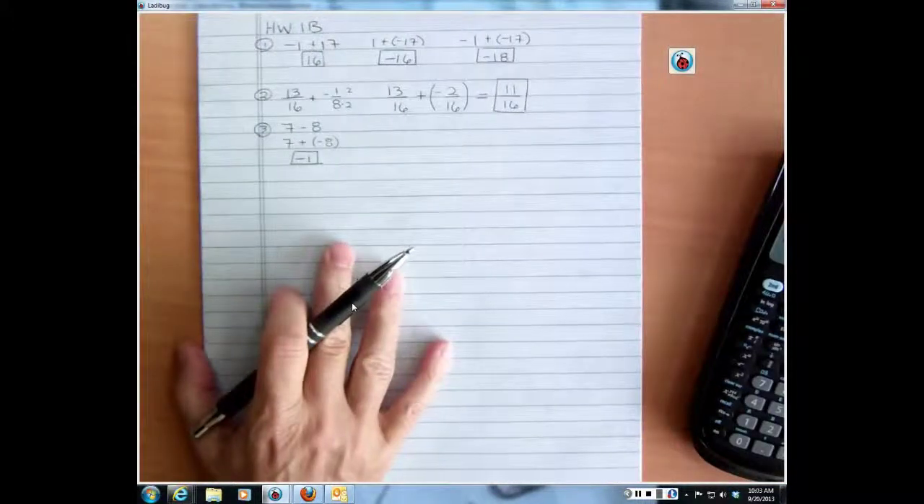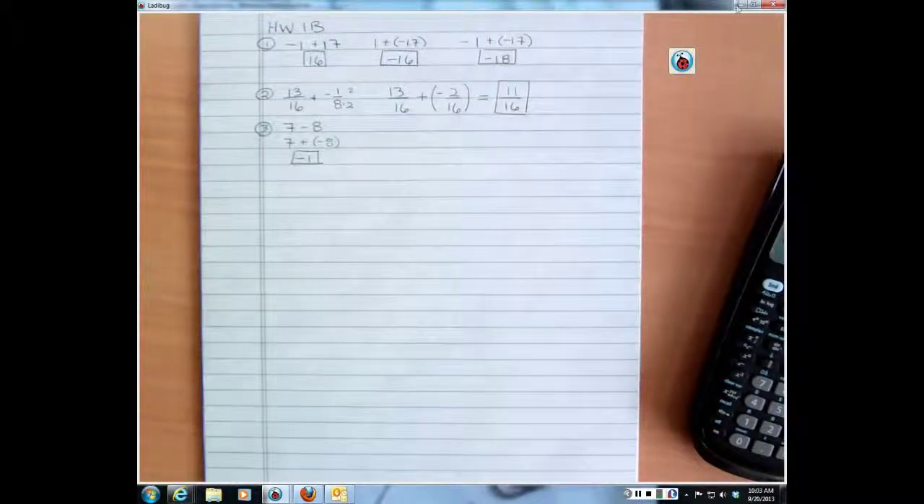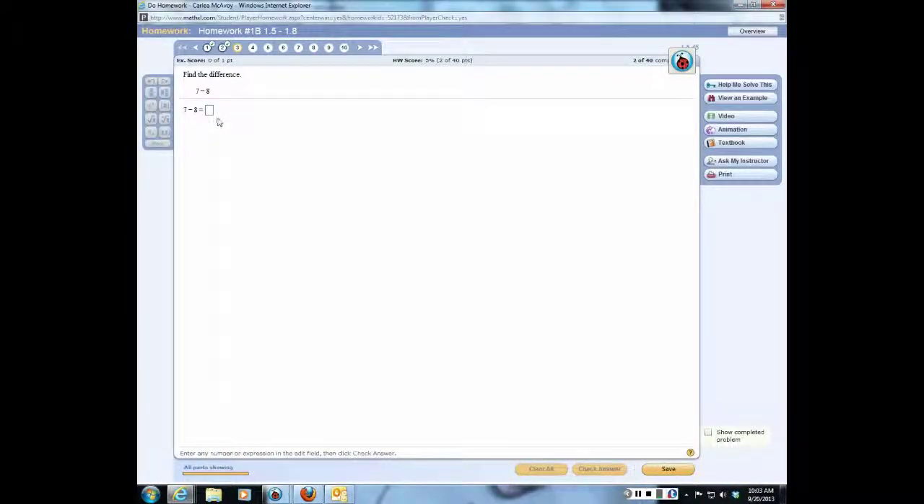So that's -1. You have to practice this stuff. If you're not good at it, how you get good is to practice, practice, practice.